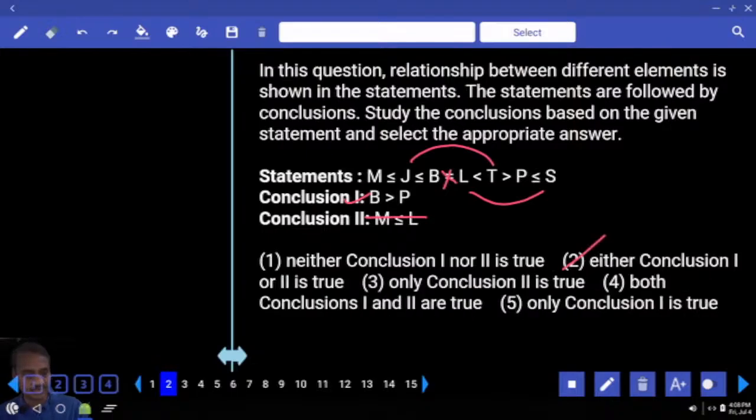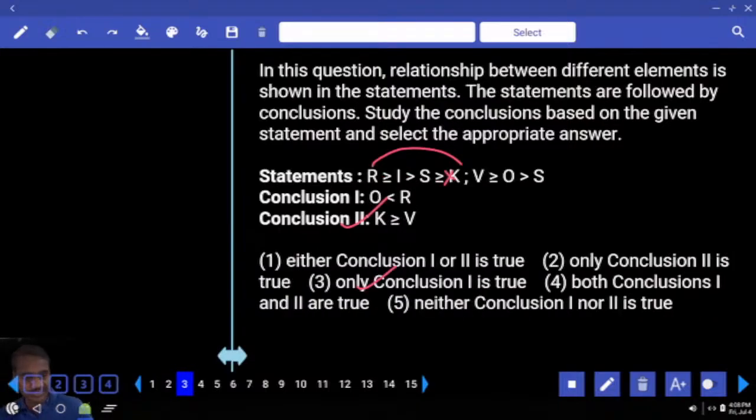Then question number 2. In the second one, the relation between B and P: B is P is an opposite symbol, no relation. And next one, M and L. M is L, from M to L. Which symbol is common? Lesser than or equals. Only two is true, that is given in choice 3. Question number 2.